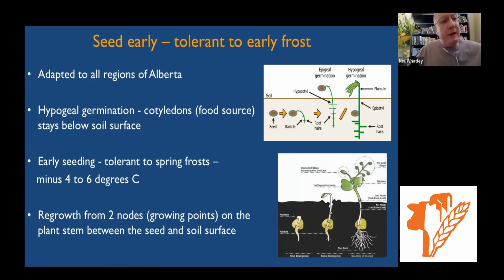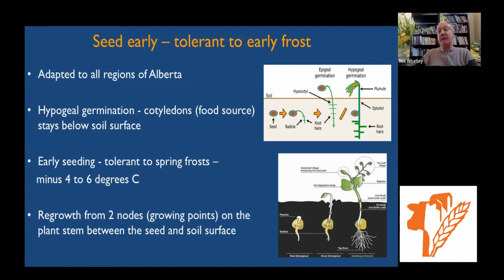You can seed early. This has high hypogeal germination. Its cotyledons, or food source, stay below the soil surface. And so early seeding is okay. It can tolerate one or two spring frosts down to -4 or -6 degrees Celsius.